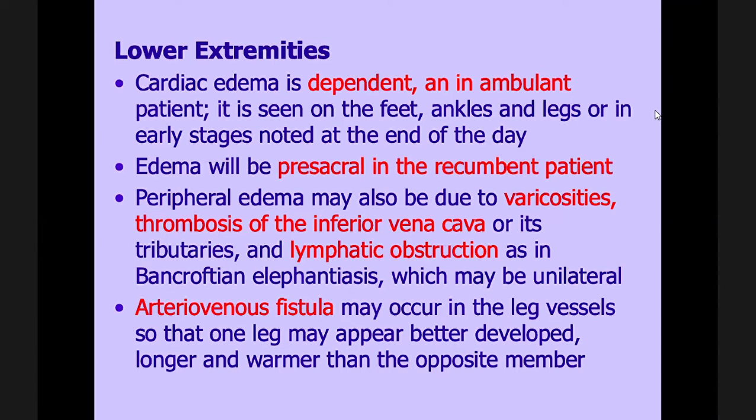So if you have an arteriovenous fistula, this may occur in the leg vessels so that one leg may appear better developed. They are longer and warmer than the opposite leg.